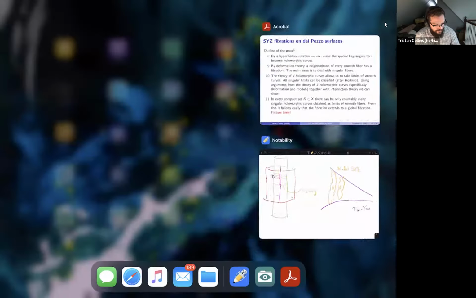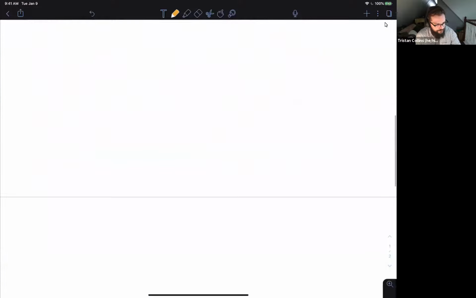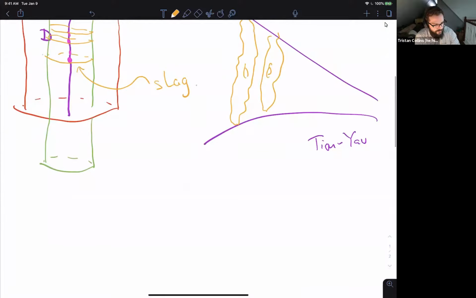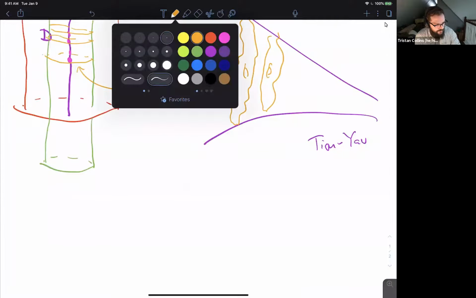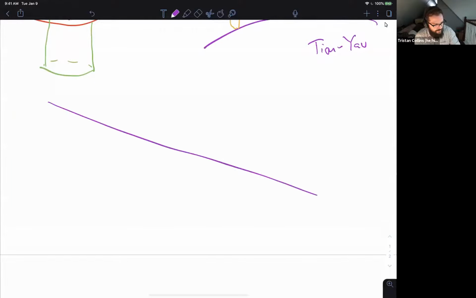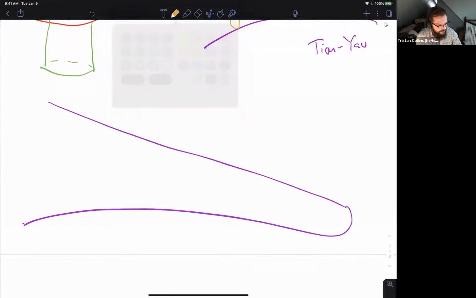So let me just draw the picture. Let me draw a new Tian-Yau manifold. So we have our Tian-Yau manifold, something like this. We have a nice special Lagrangian fibration out here. So let me draw the special Lagrangians as points. Now, if I have a smooth fiber, it deforms to give me a fibration in a family.